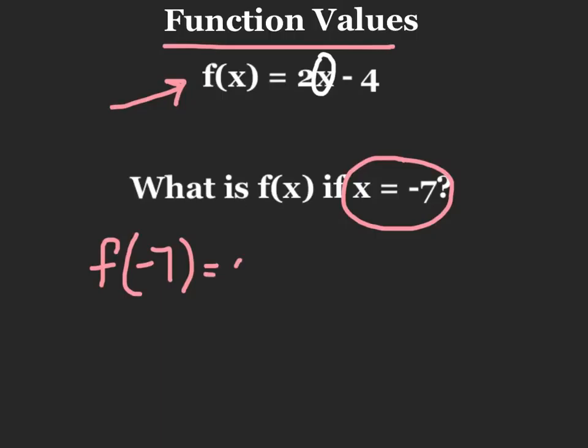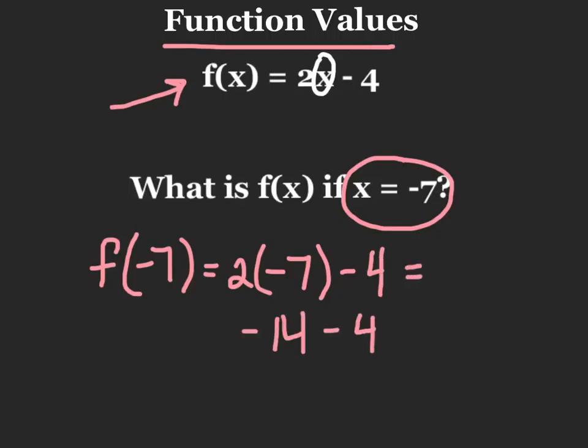So we end up with 2 times negative 7 minus 4. So this would be negative 14 minus 4, which is negative 18. So the value of f of negative 7 is negative 18.